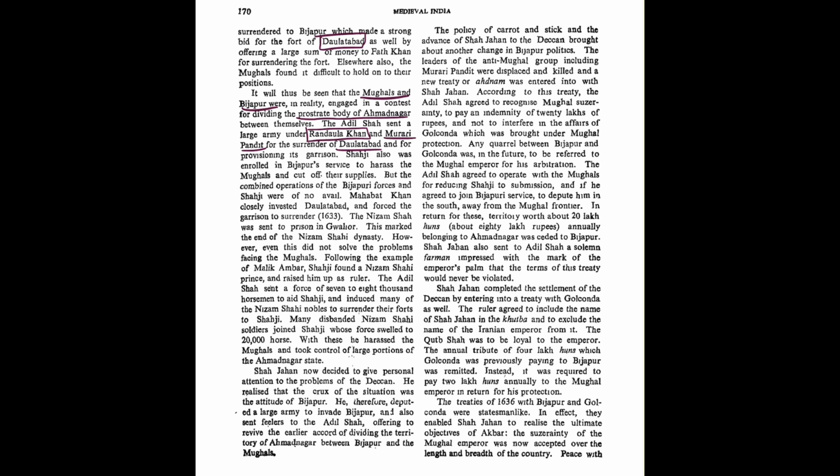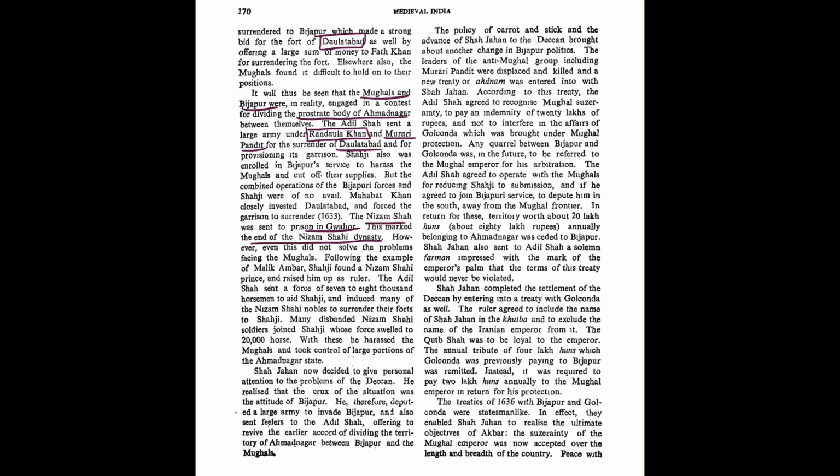The Nizam Shah was sent to prison in Gwalior. Makkah closely investigated Daulatabad and forced the garrison to surrender. This marked the end of the Nizam Shahi dynasty. However, even this did not solve the problems facing the Mughals.